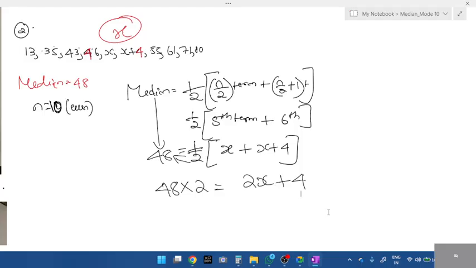So this is the logic you have to understand. For mode, all the numbers should be given. If any value is missing, median will be given. Use that median concept, find the value of x.